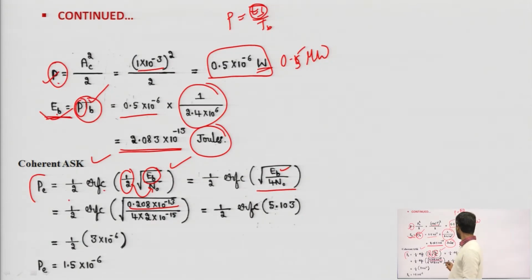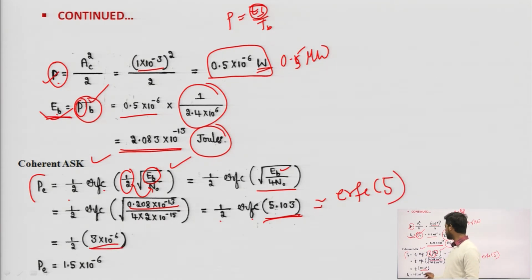That's why I will get half times erfc of 5.103, which is nearly equal to erfc of 5. In the question, erfc of 5 is given as 3 into 10 to the power minus 6. So the probability of error is 1.5 into 10 to the power minus 6 when I am using coherent detection, coherent ASK.